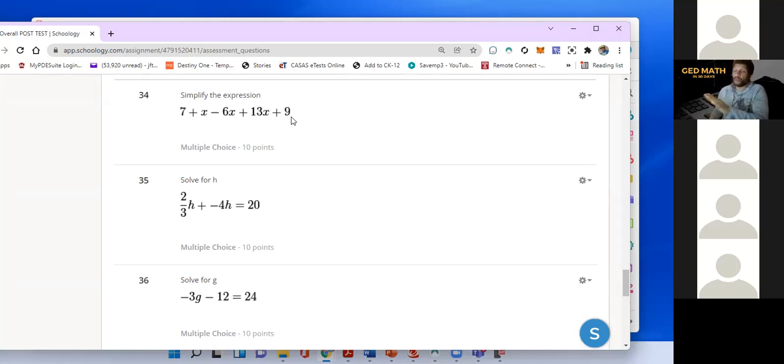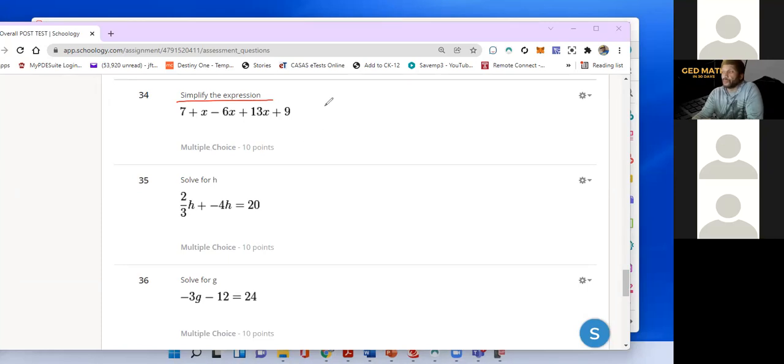Okay. So before we look at that problem, let's look at number 34. How would I simplify this expression for number 34? Add up all the 6 and the 13 and the x, which is 1x, add them up. And what's that called? Combine like terms. Combine like terms.